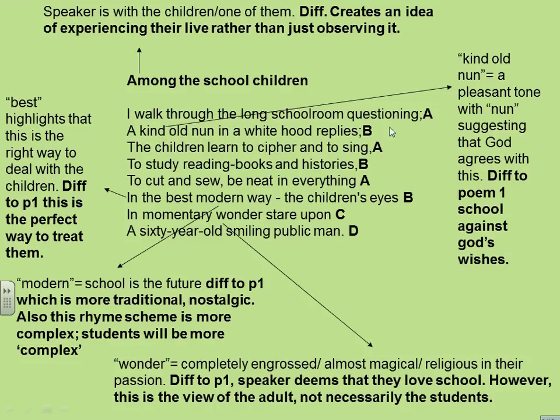Also, if we move to the second line of the first stanza, 'a kind old nun in a white hood replies.' So 'kind old nun', for me, makes me feel that there's a pleasant tone. Kind is pleasant, with the nun suggesting that God agrees with this. And this is very different to poem number 1, which not only creates a tone of sadness or anger at being in school, but also suggests that being away from nature, which is God's creation, is against God, whereas here, a nun being present suggests that God condones it. And can you hear my sustained comparison going on there?